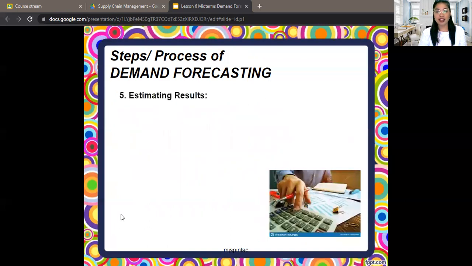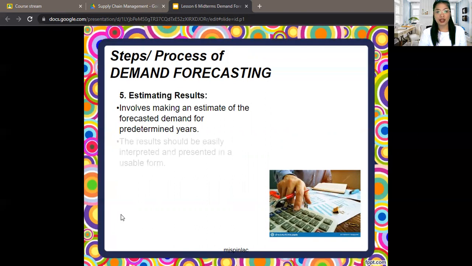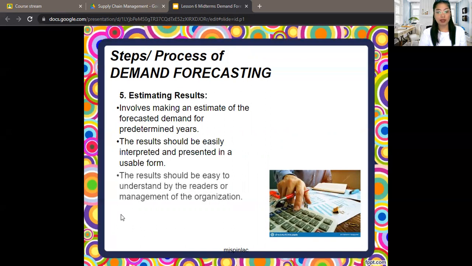And number 5, estimating results. This involves making an estimate of the forecasted demand for predetermined years. The result should be easily interpreted and presented in a usable form. The result should be easy to understand by the readers or management of the organization.